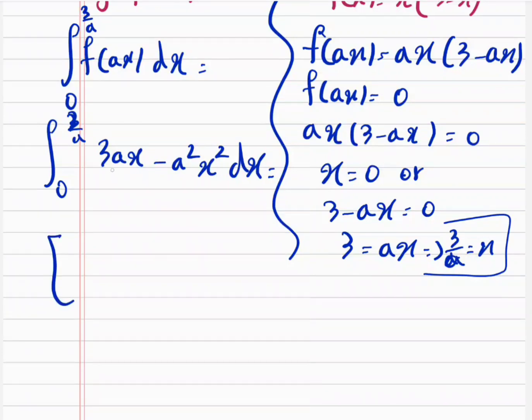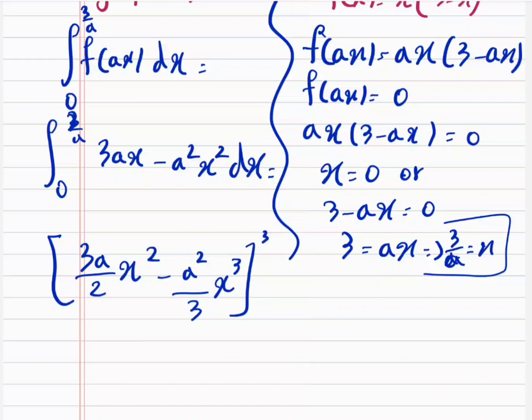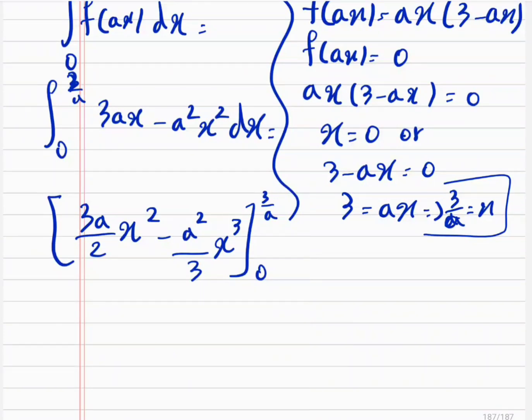The first term, 3ax, becomes 3a over 2 x squared. The second term, a squared x squared, becomes minus a squared over 3 x cubed. The limits are 3 over a and 0. At this point, we just need to substitute 3 over a into x, and subtract 0 substituted into x, which basically gives us 0. After solving that, we get 9 over 2a, which is equal to the new area.